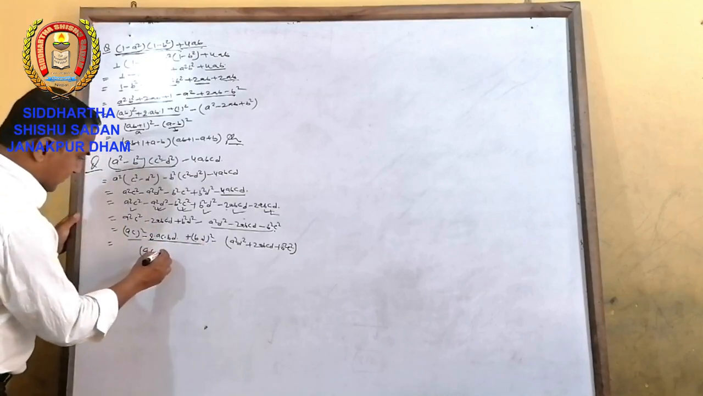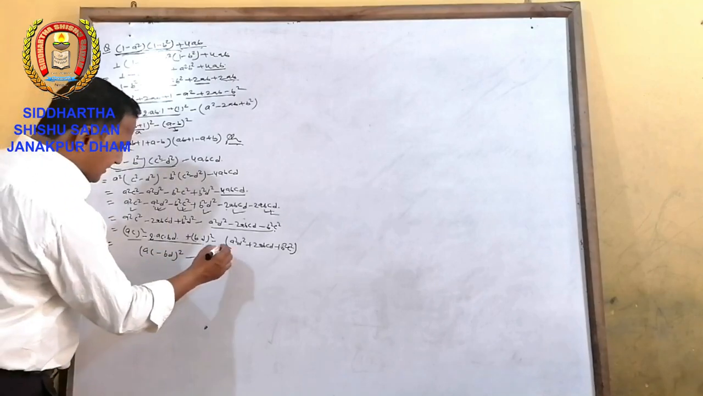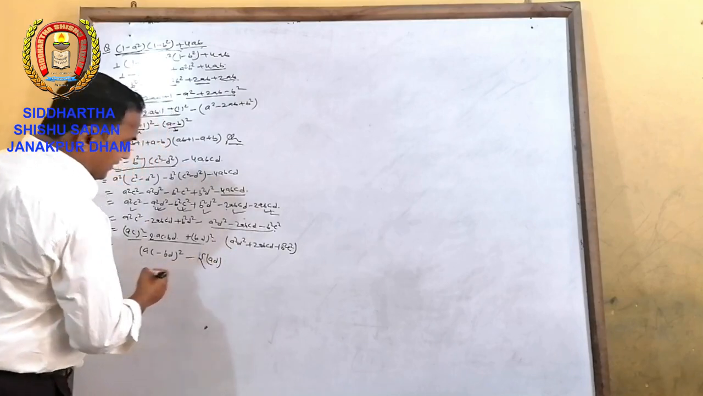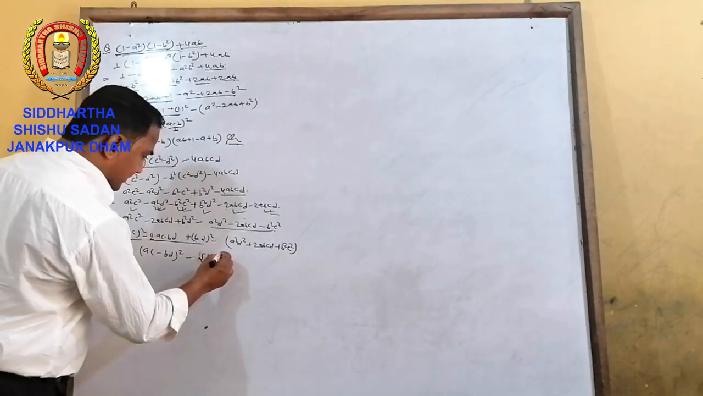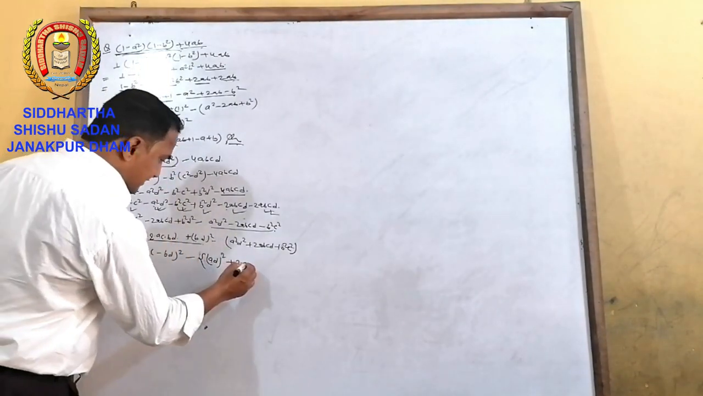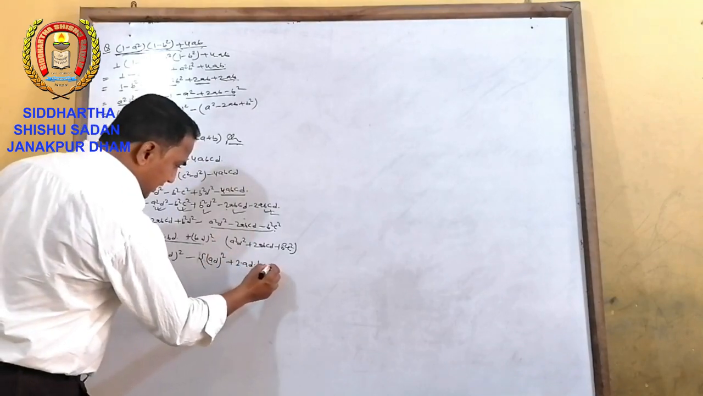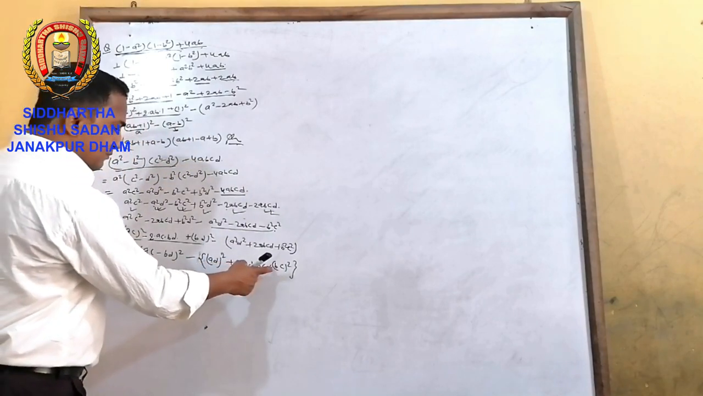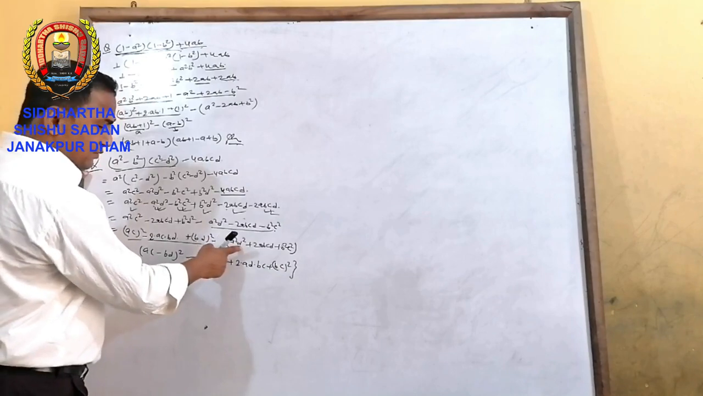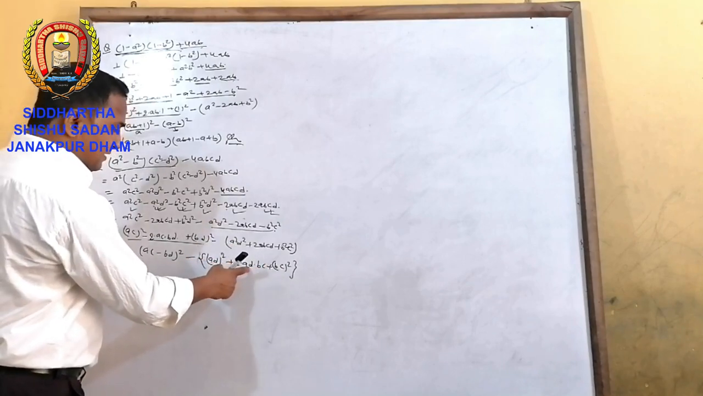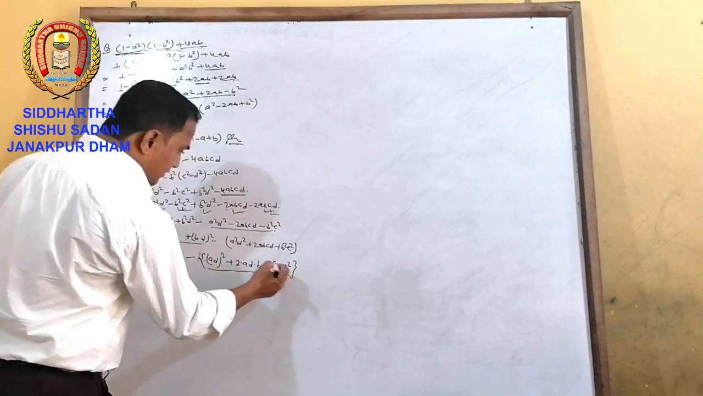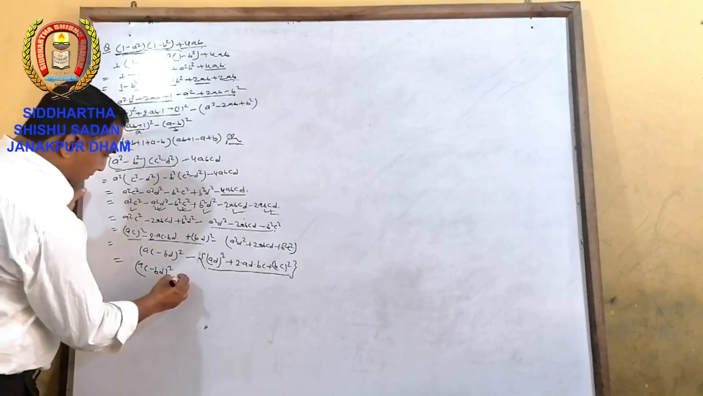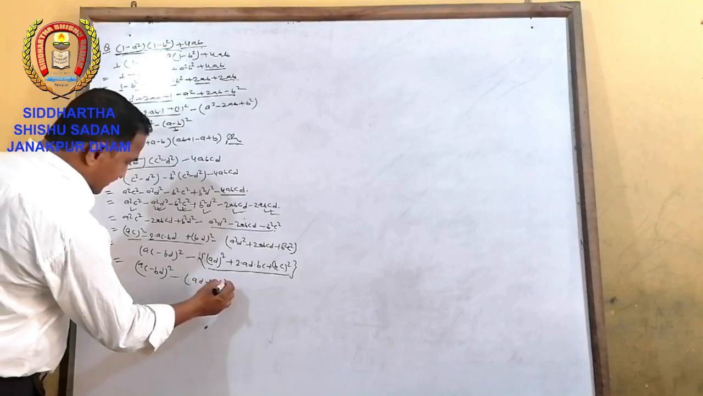So (ac minus bd) whole square minus, look here, first of all write in the form of a square plus 2ab plus b square: a square plus 2, a means ad, b means bc, (ad plus bc) whole square. Look here, a square plus 2ab plus b square. It means (ad) whole square means a square d square, 2abcd and b square c square. It means it is also a perfect square. So (ac minus bd) whole square minus (ad plus bc) whole square.